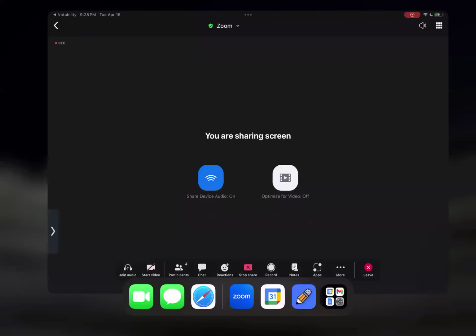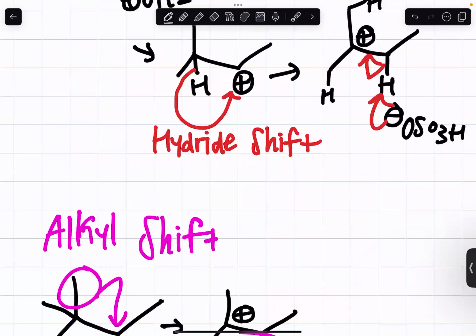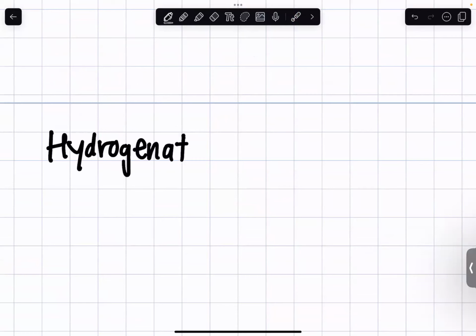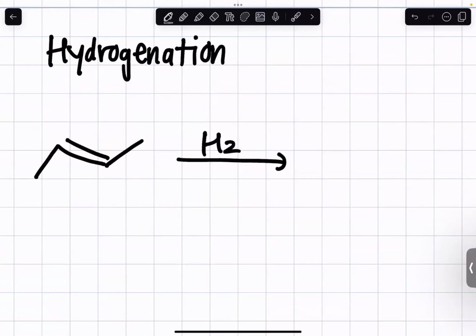Any other reaction mechanism? Maybe hydrogenation. Okay. So hydrogenation is basically when you react an alkene, let's say the alkene right there, with H2 and some kind of catalyst, like it could be PDC, PT, some kind of metal catalyst, right?